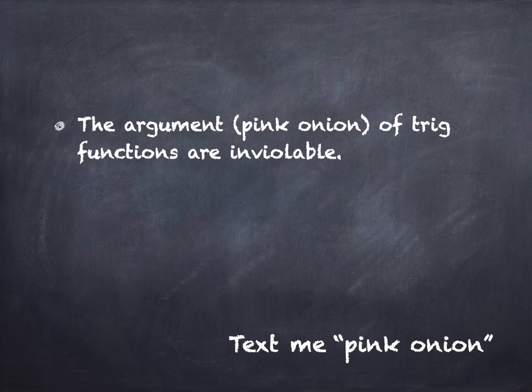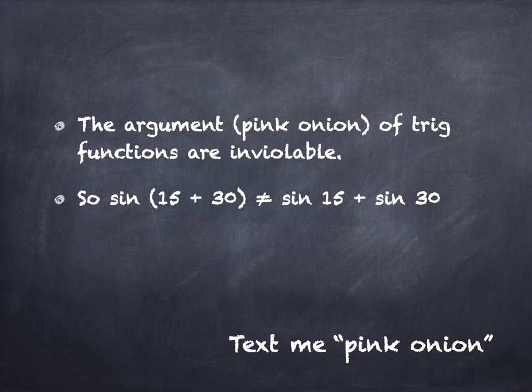The argument of trig functions is inviolable. Remember we called the argument the pink onion, that little discussion we had. But anyway, they're inviolable. What that means is the sine of 15 plus 30 is not the sine of 15 plus the sine of 30. You can't do that, okay? Obviously, the sine of 15 plus 30 would actually be sine of 45. That you could do. You can add inside the parentheses, but you can't split it into two addition problems.